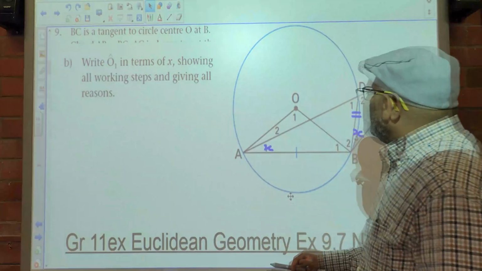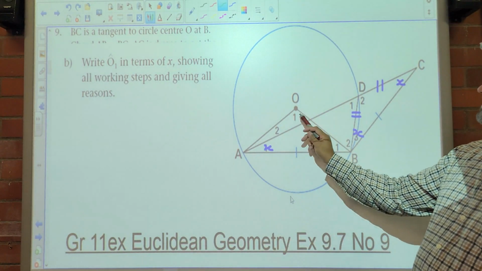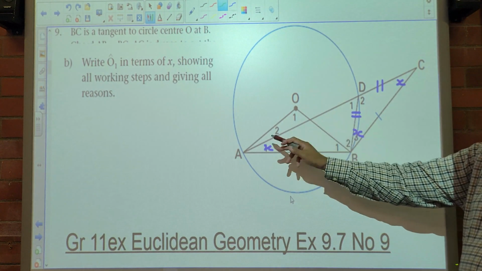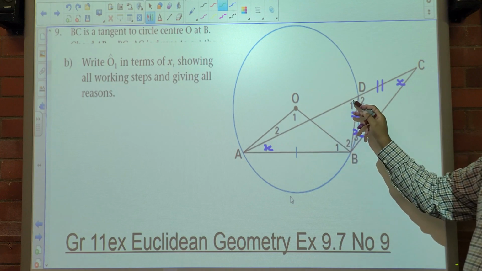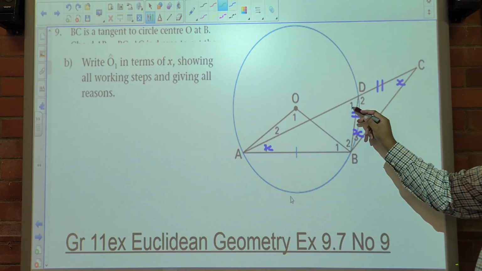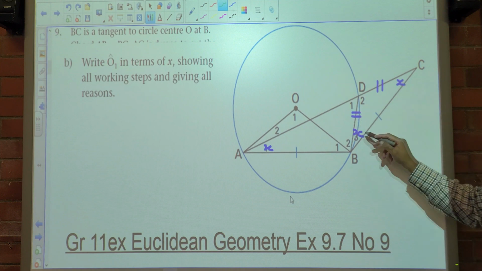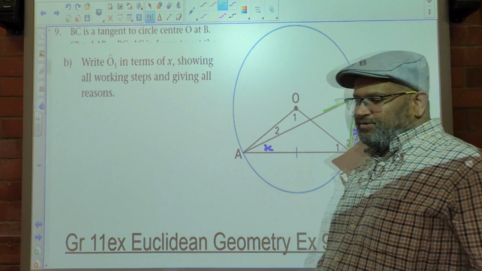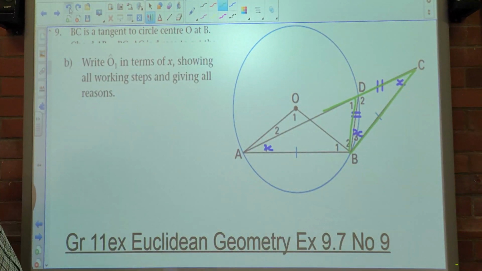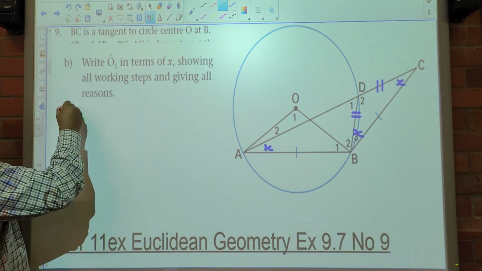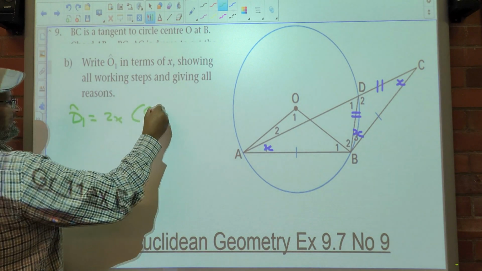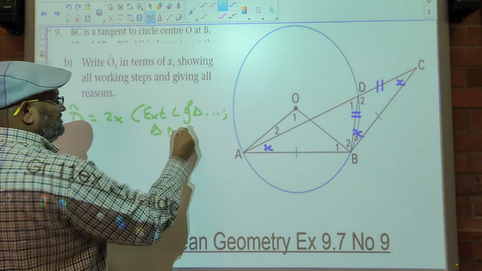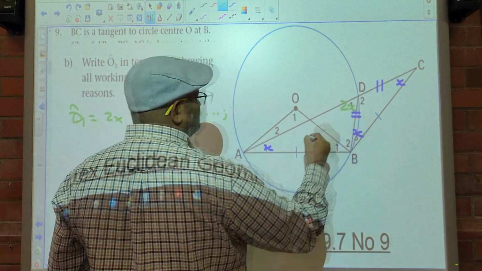Okay, so if you look at where O1 lies, O1 is here. But we know there's a relationship existing between O1 and D1. Why? Angle at center is twice angle at circumference. So D1 is actually equal to X plus X. Why? Exterior angle of triangle. You see that, people? So we know that angle D1 is equal to 2x, exterior angle of triangle DBC. That is now 2x.